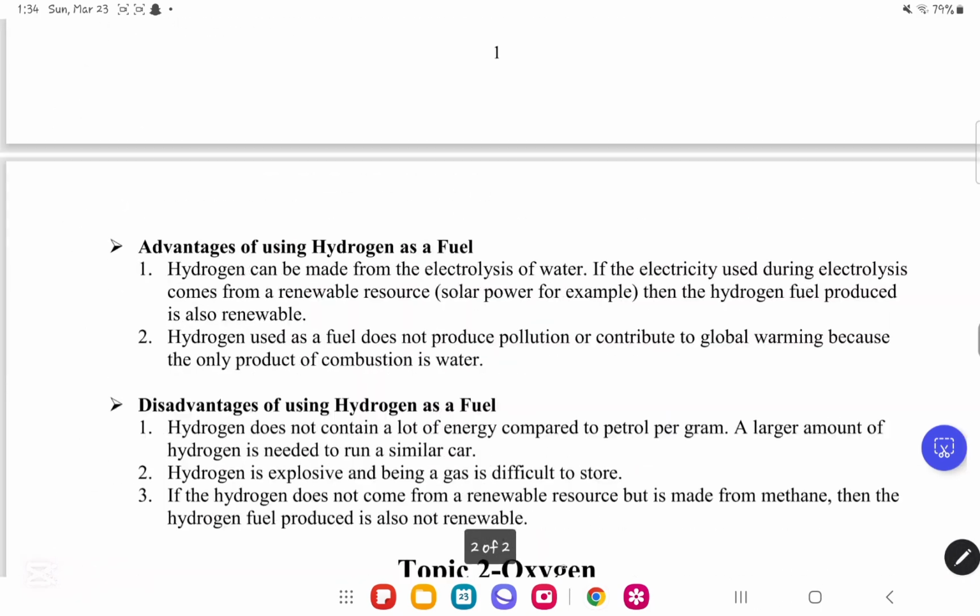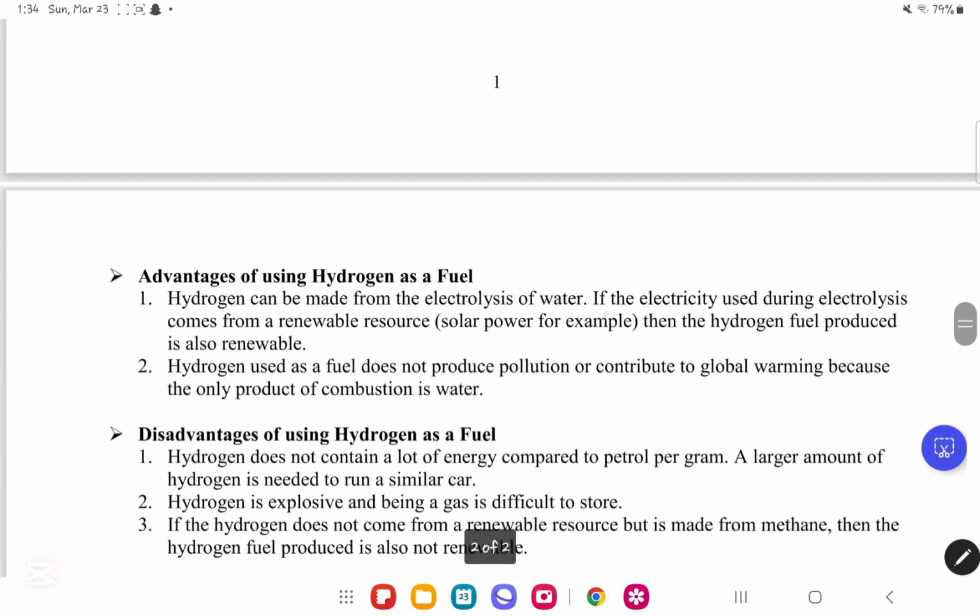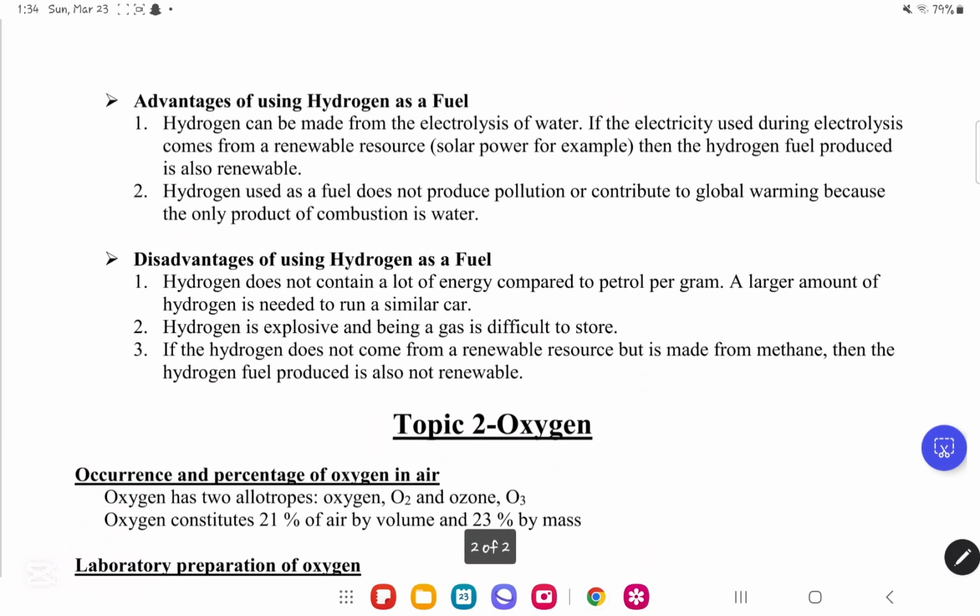I feel like some information is missing. I think it might be in the air paper. We'll see, because I didn't check the air paper.